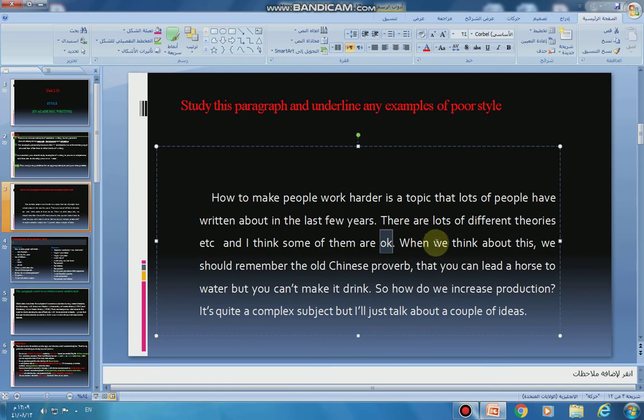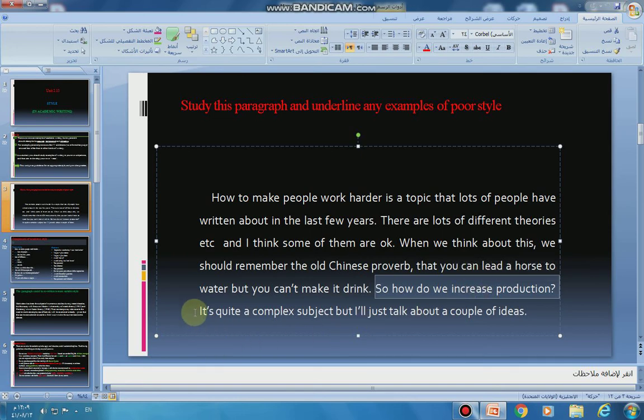When we think about this, we should remember the old Chinese proverb. Do we have to include proverbs in our academic writing? That's the question we have to think about. Then, how do we increase production? Look at this question. This is a rhetorical question, and as we're going to see later on, rhetorical questions are not recommended to be used in academic writing.